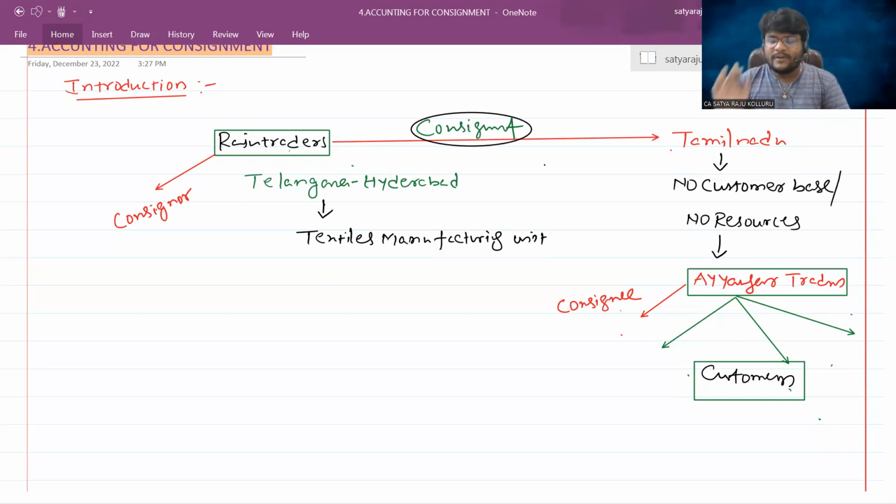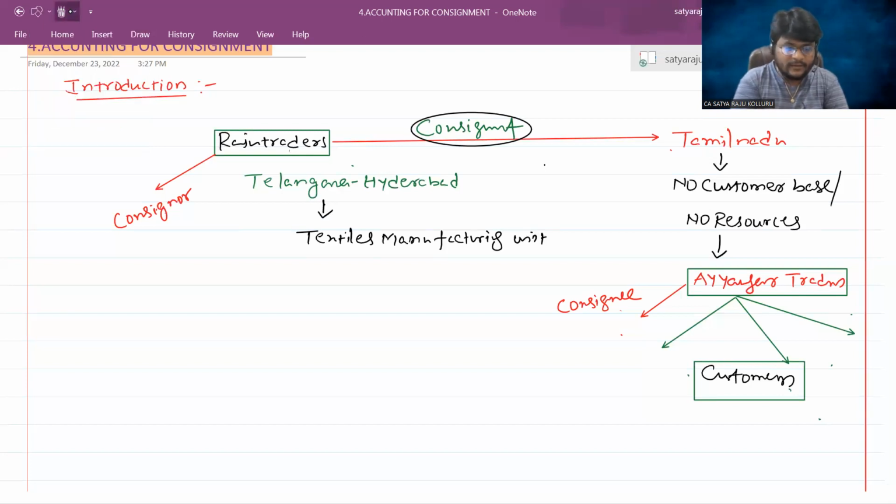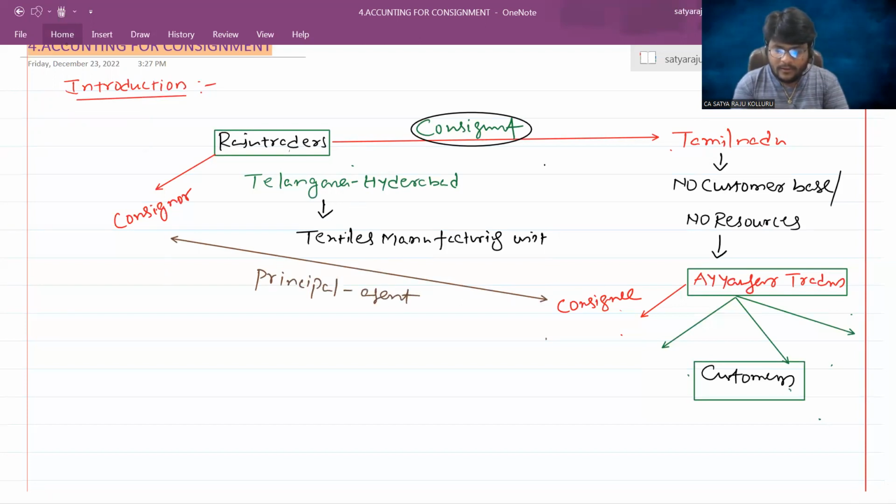Now, in the entire consignment business, the expenses expended either by the consignor or the expenses expended by the consignee are expenses to the consignor only. Why, sir? Here, the consignor-consignee relationship is not a seller and buyer relationship. The relationship in between consignor and consignee is a principal agent relationship. I mean, the consignee is just an agent of the consignor. The consignor is the principal of the consignee.